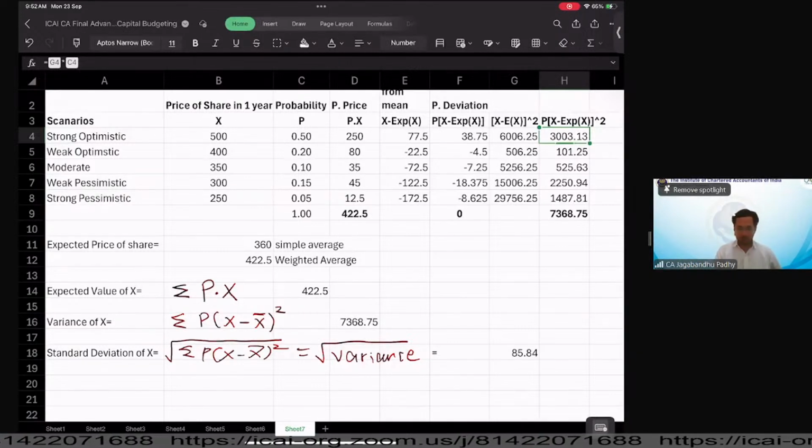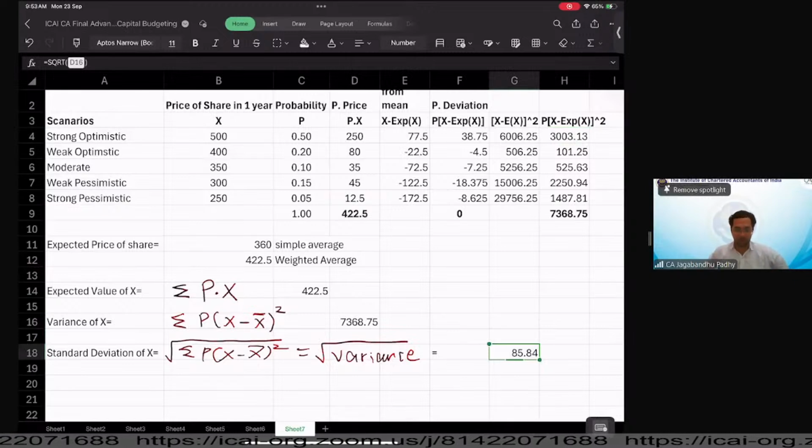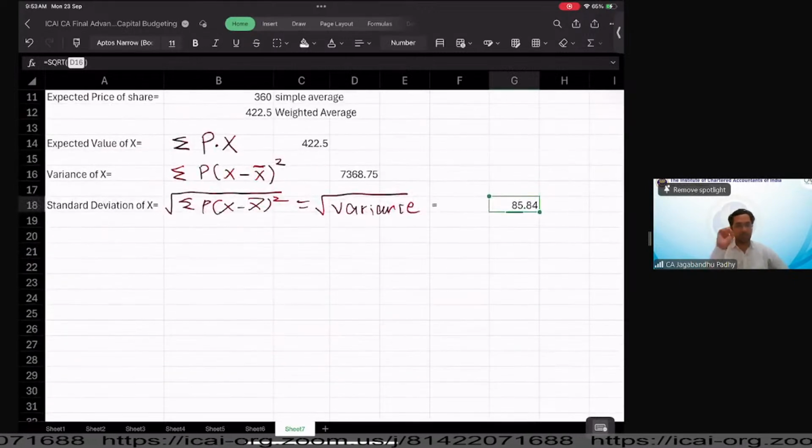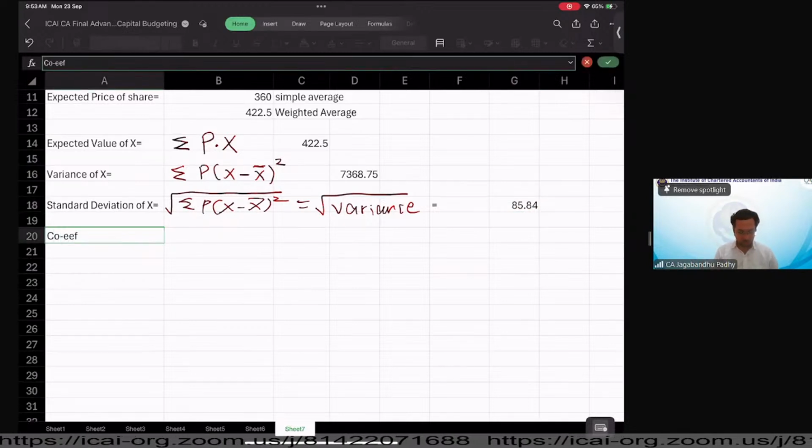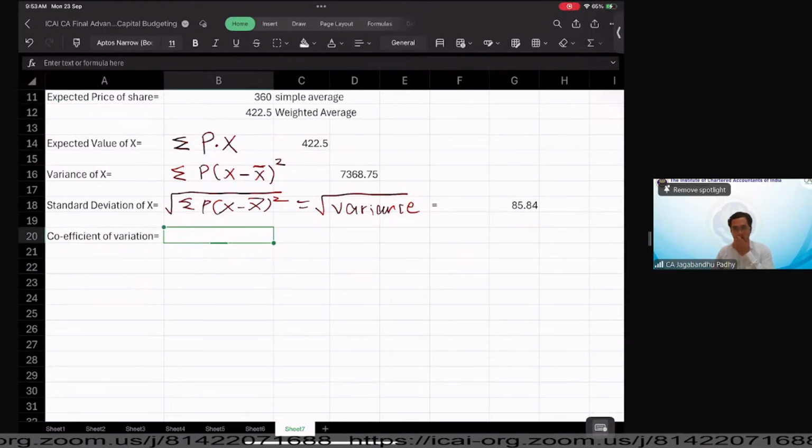Yeah, okay, perfect. So we have the standard deviation of 85.84. So we have written down the formula for expected value, for variance of x, and also for the standard deviation. Now, one more thing: coefficient of variation. How do we calculate the coefficient of variation?